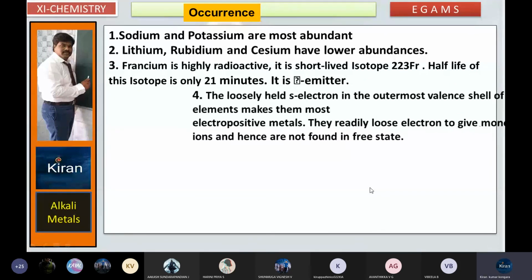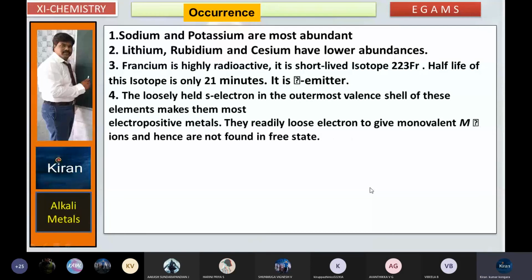The loosely held s electron in the outermost valence shell of these elements makes them the most electropositive metals by losing an electron. They readily lose an electron to give the monovalent M+ ion and hence are not found free in nature. By loss of one electron, Na is changed into Na+. Here I am writing metal as M. When it loses one electron, M is changed into M+, a monocation. So positive cations are formed by the loss of electrons.